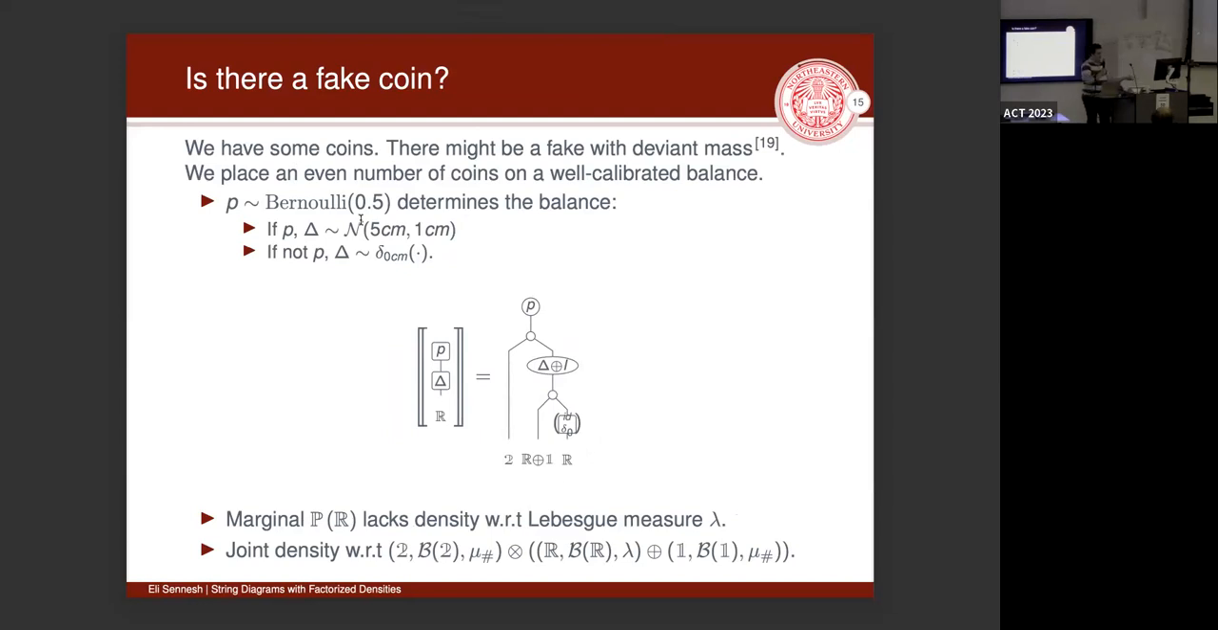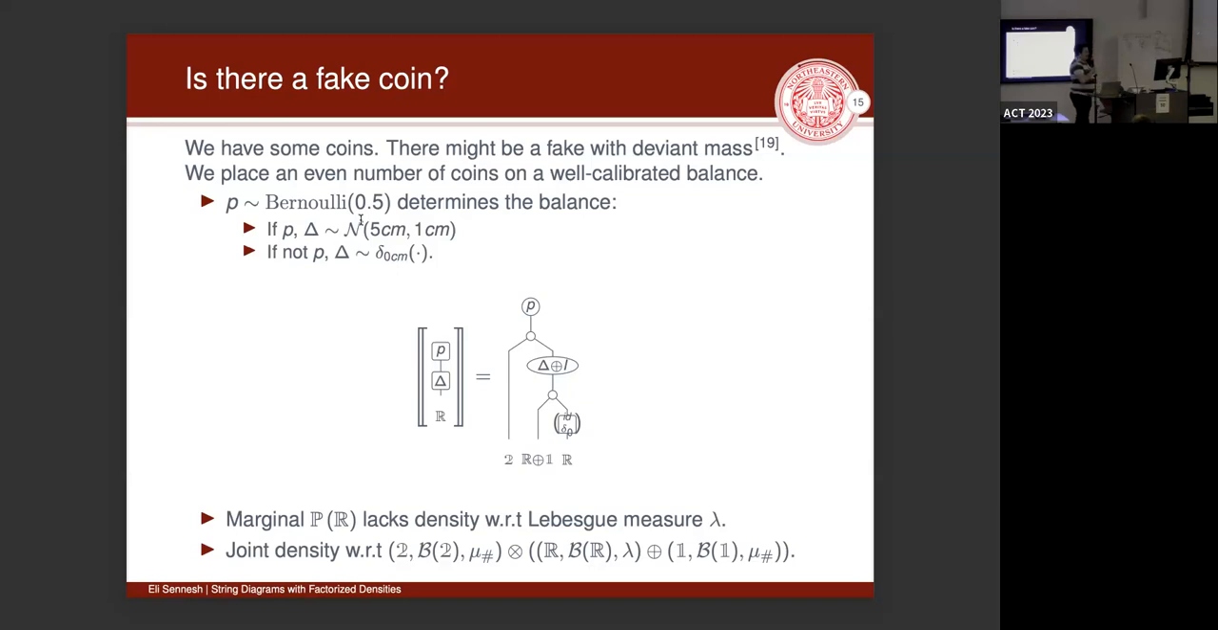So we have some coins. We want to detect a counterfeit. It's very old times, and so rather than just dropping some solution on them to perform a chemical analysis, we're going to check their mass. We put the coins one by one on a well-calibrated balance, left, right, left, right. Now we have some prior belief. P is distributed according to the Bernoulli distribution, with a 50-50 chance of there existing a counterfeit coin.